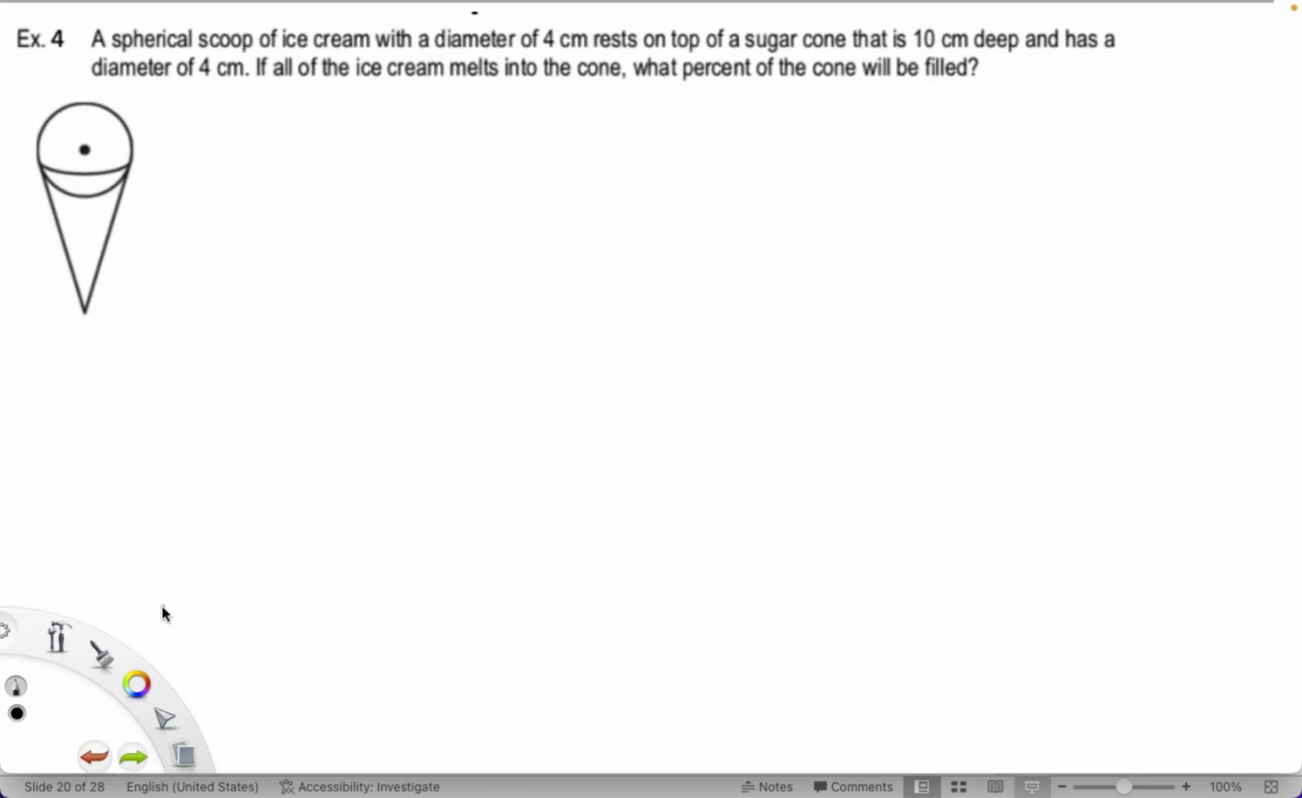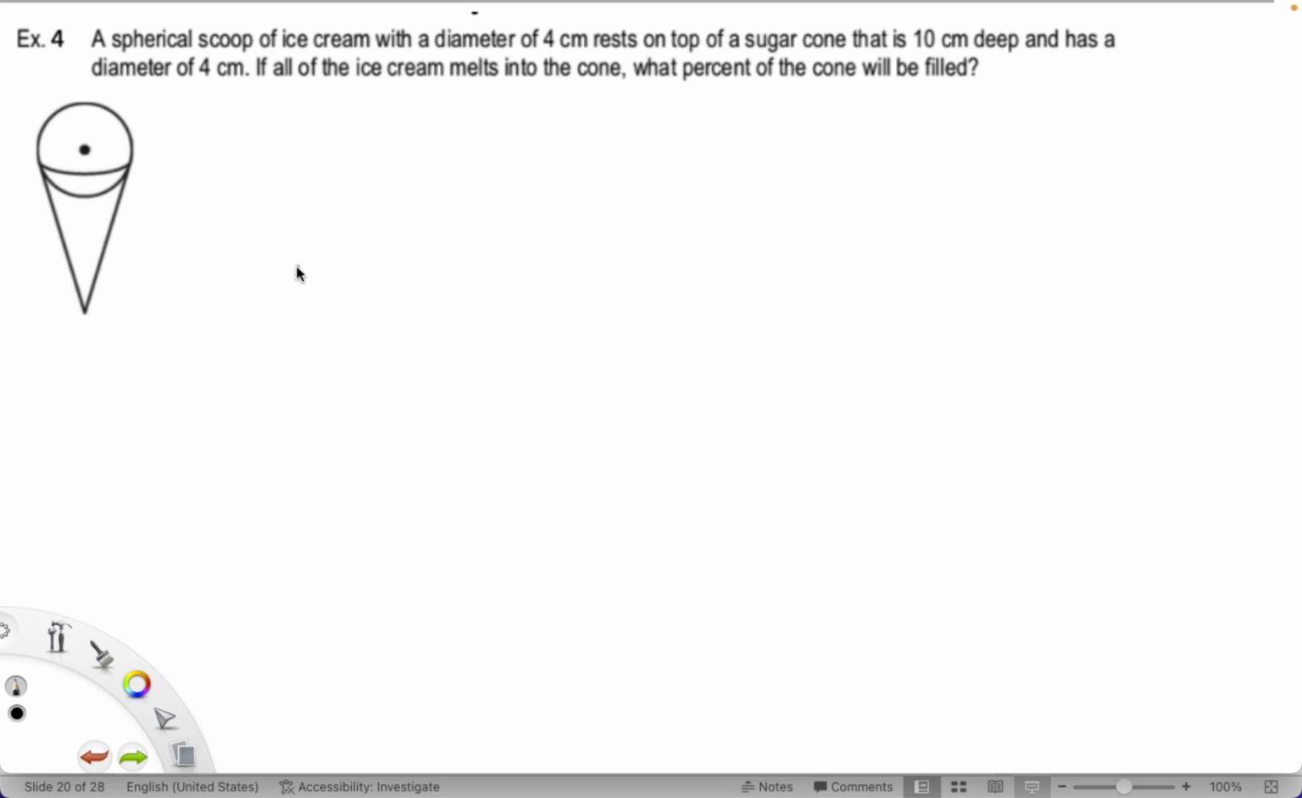All right, so this problem involves a spherical ball of ice cream, a sphere of ice cream in an ice cream cone, and it's asking what percentage of the ice cream cone is filled up by the ice cream if the ice cream were to melt.